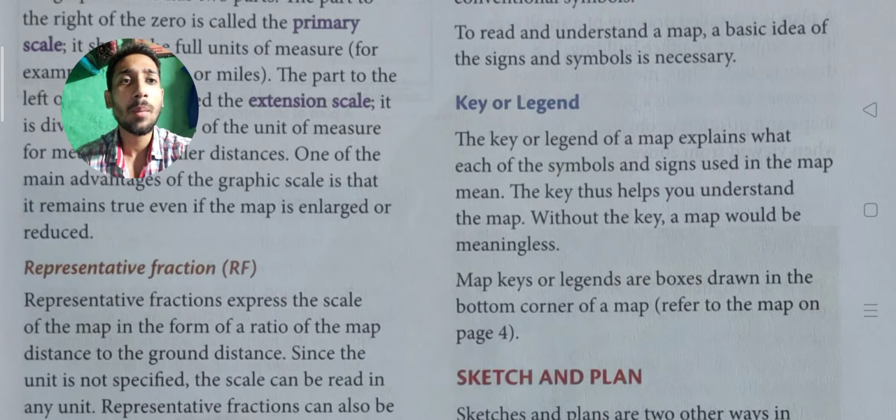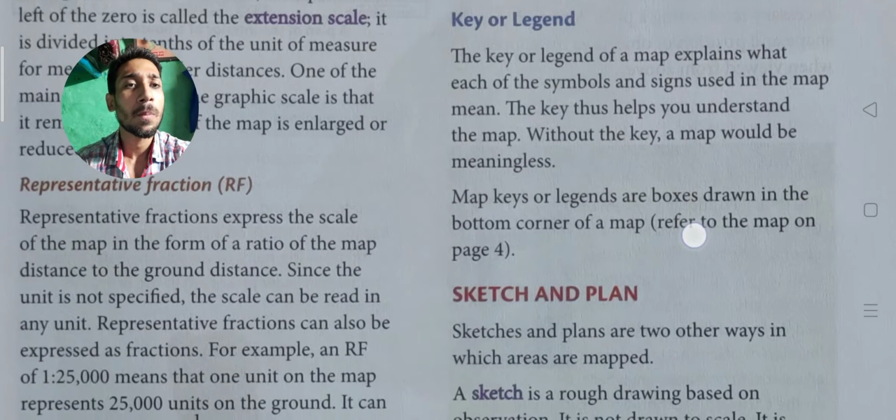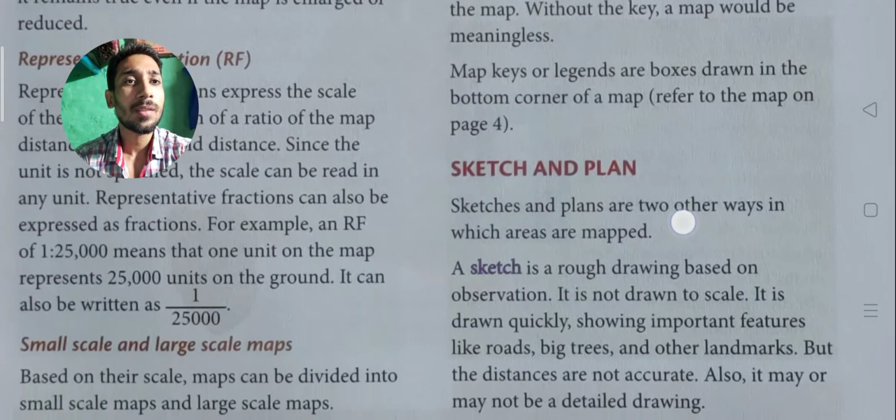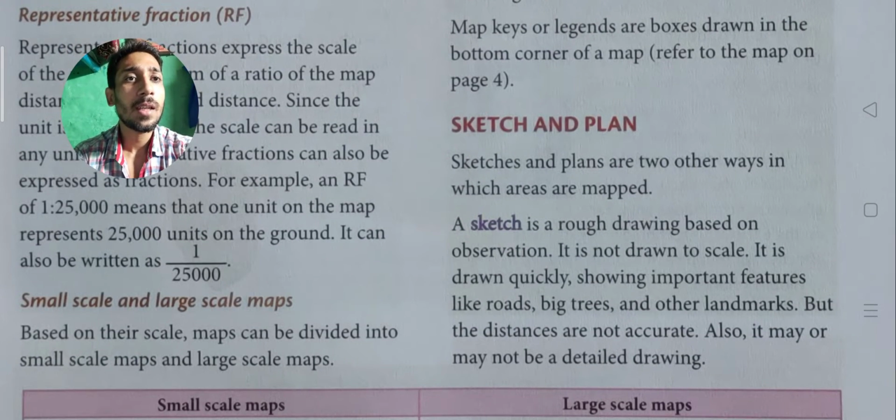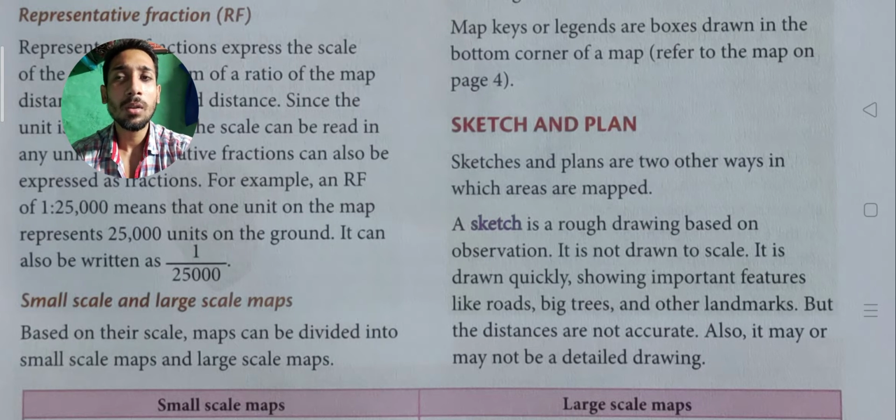Without the key, a map would be meaningless. Map keys or legends are boxes drawn in the bottom corner of a map. Thereafter we are going to sketch and plan. Sketches and plans are two other ways in which areas are mapped. These two are also ways by which we can describe an area, but they are two different things.